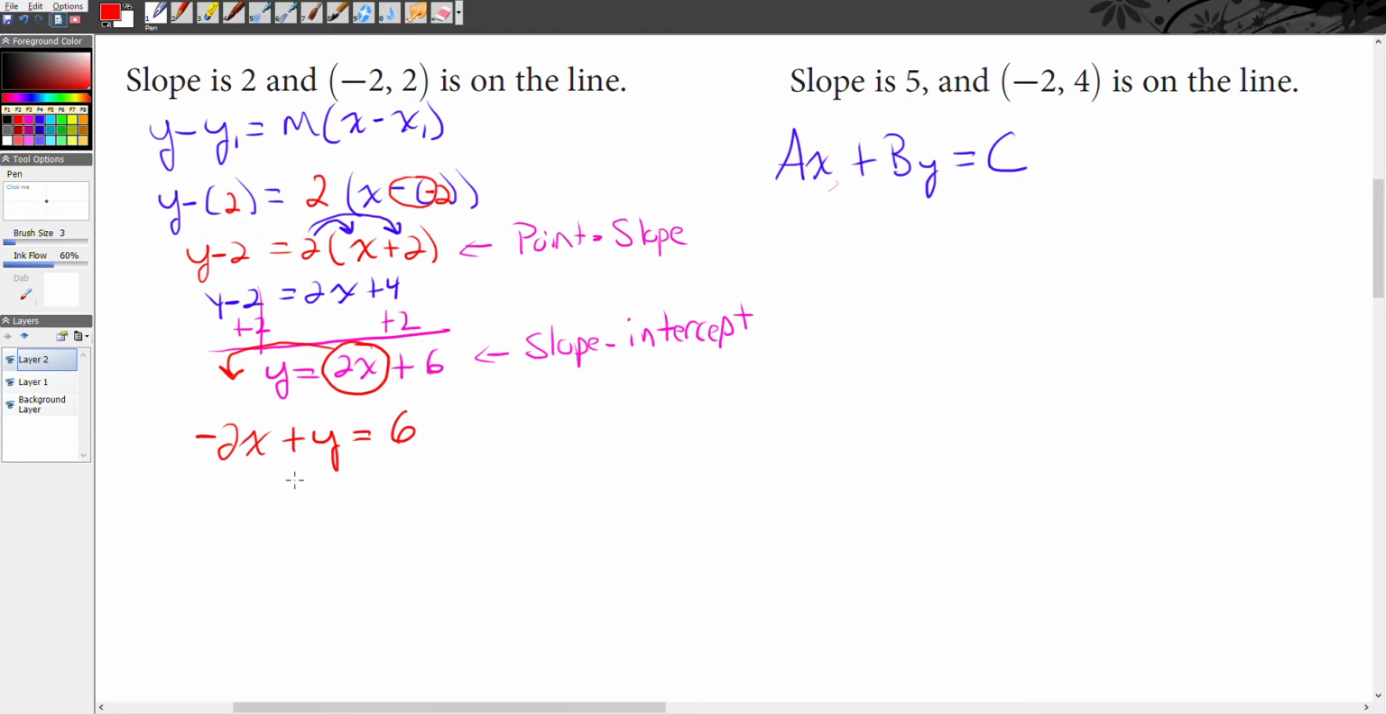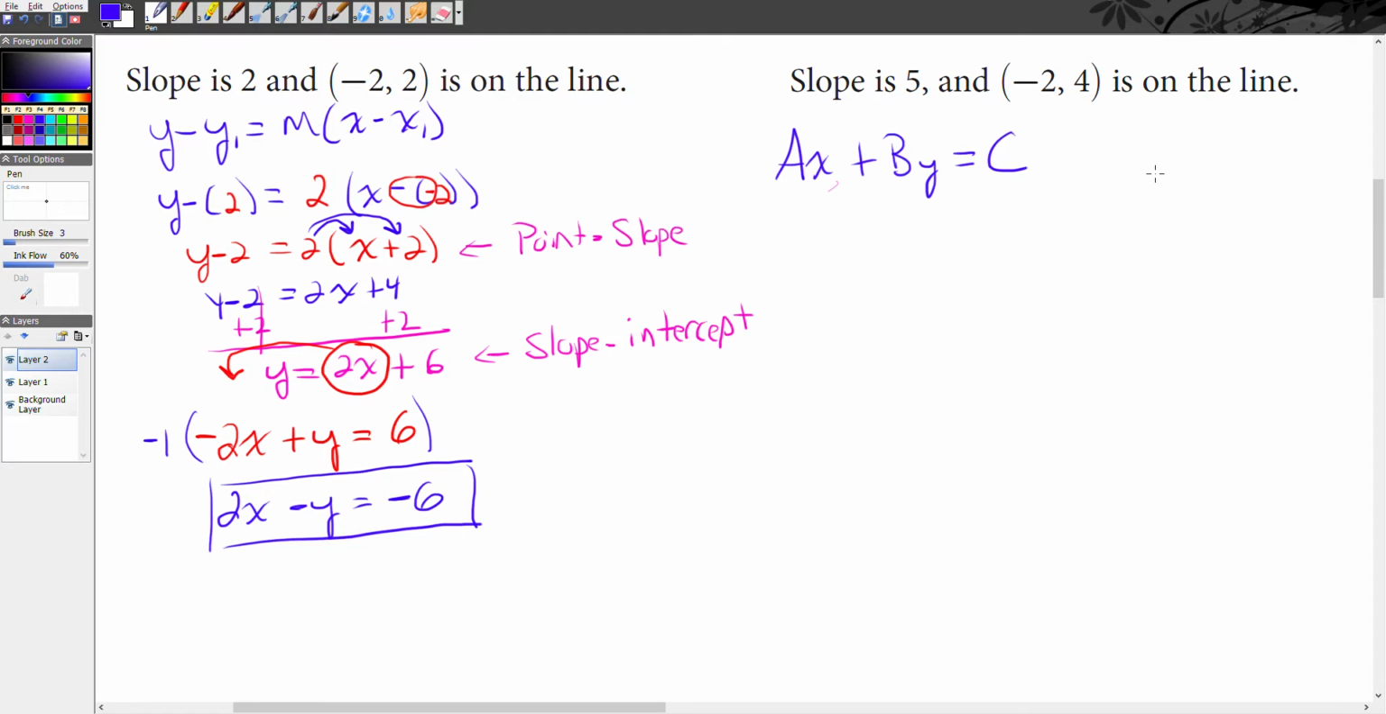However, when you're writing standard form, your a value, which is the coefficient for x, should always be positive. So since this is not positive, it's a negative 2, what we want to do is, if you think about it this way, multiply the entire equation by negative 1. And all that really does is change the sign for everything. So then negative 2x becomes positive 2x, positive y becomes negative y, and positive 6 becomes negative 6. So this here is our equation in standard form.